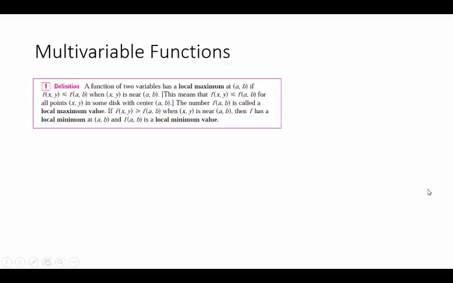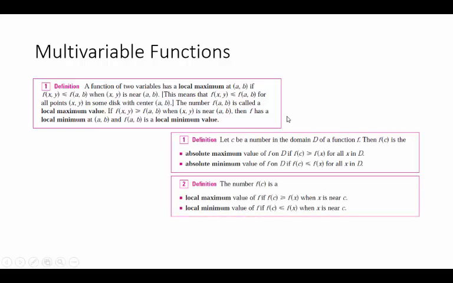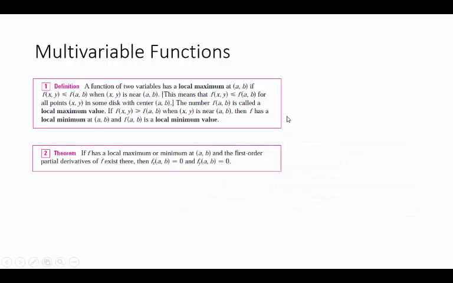Let's start the multivariable function study with some definitions, and this is a definition for local maximum and minimum. It says that your function evaluated at some point (a, b) is going to be bigger than any f of (x, y) that's near that point, and then for an absolute maximum, it's going to be in some domain. So compare the local maximum and absolute maximum definitions. Now there's a theorem that says if f has a local maximum at the point (a, b), the first order partial derivatives exist and are equal to 0.